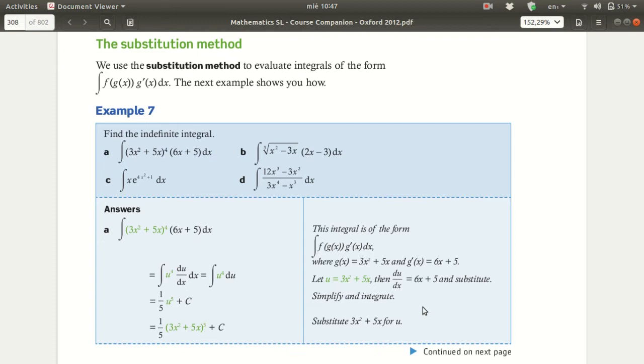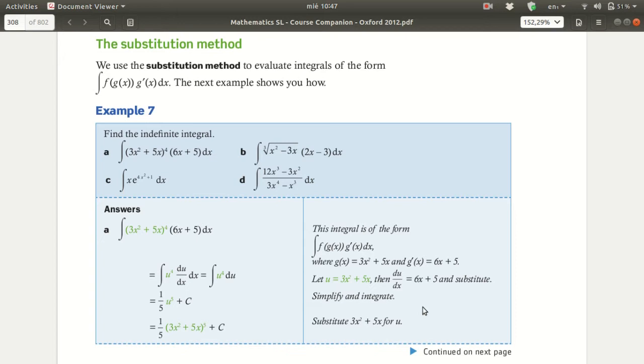Okay, so the substitution method is an integration method used for functions that are a result of the chain rule. If we remember the chain rule, that's the derivative rule where we have a function that we find the derivative of, and then we have to multiply by the derivative of that internal function. So the substitution method is going to solve those types of functions. Let's look at a couple of examples.